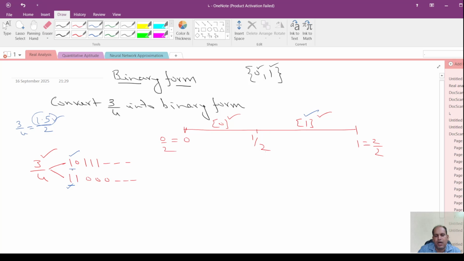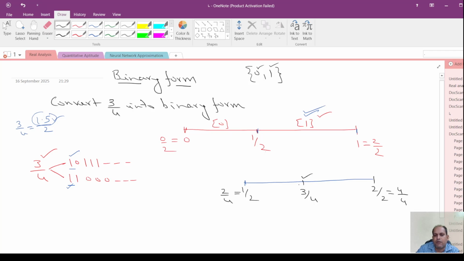For the second digit again we need to divide into 2 equal halves. So, select this interval 1 by 2 to 2 by 2. Again we are going to divide into 2 equal halves. So, let me write it as 4 by 4 and this one is 2 by 4. So, the middle point will be 3 by 4.